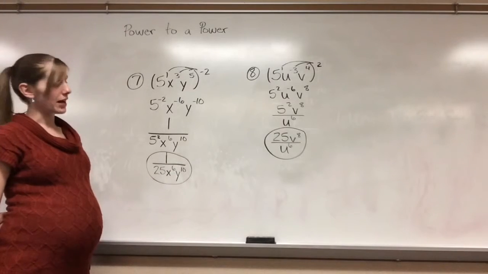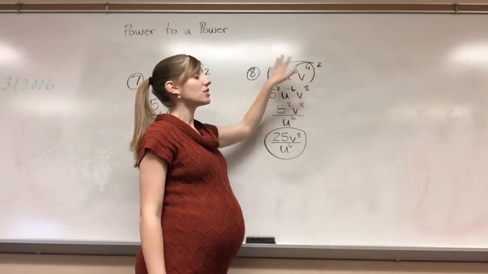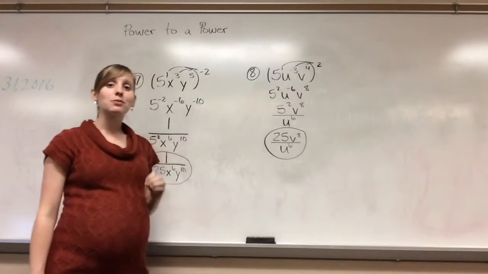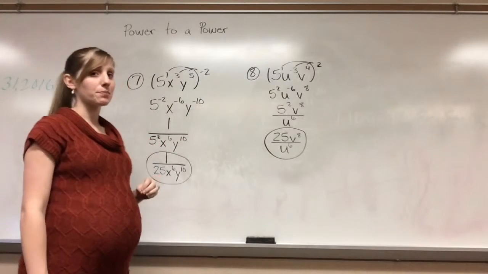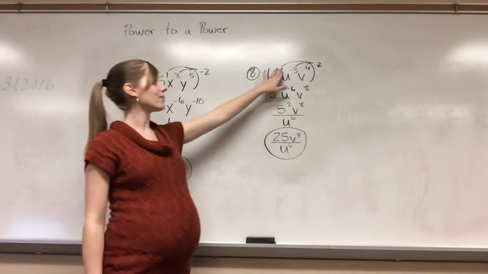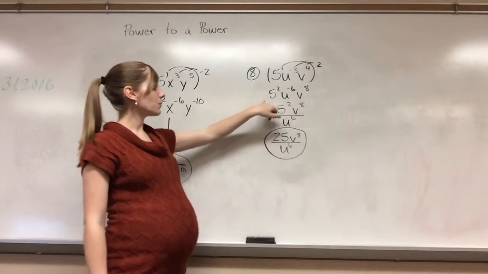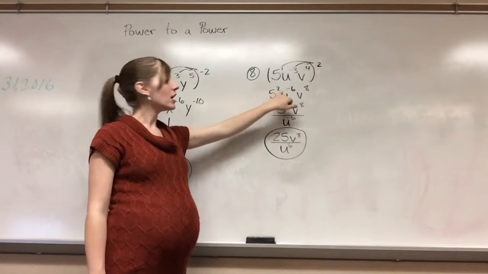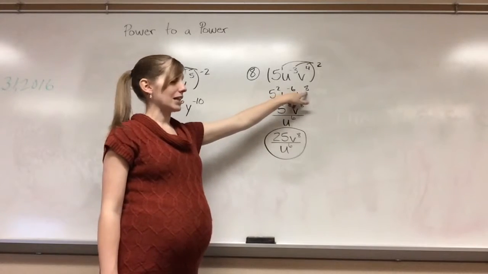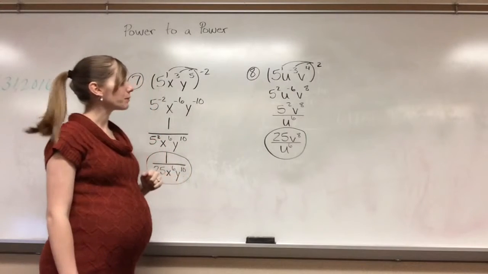Now for problem number 8, we have 5u to the negative 3rd, v to the 4th, and it's all being raised by the 2nd power. So again, the first thing I did was multiply all of my exponents by that 2, which included the 1 for the 5, even though it wasn't written in, okay? So multiply those first, we get 5 to the 2nd power, u to the negative 6th power, and v to the 8th power, because I multiplied all of my exponents by a positive 2.